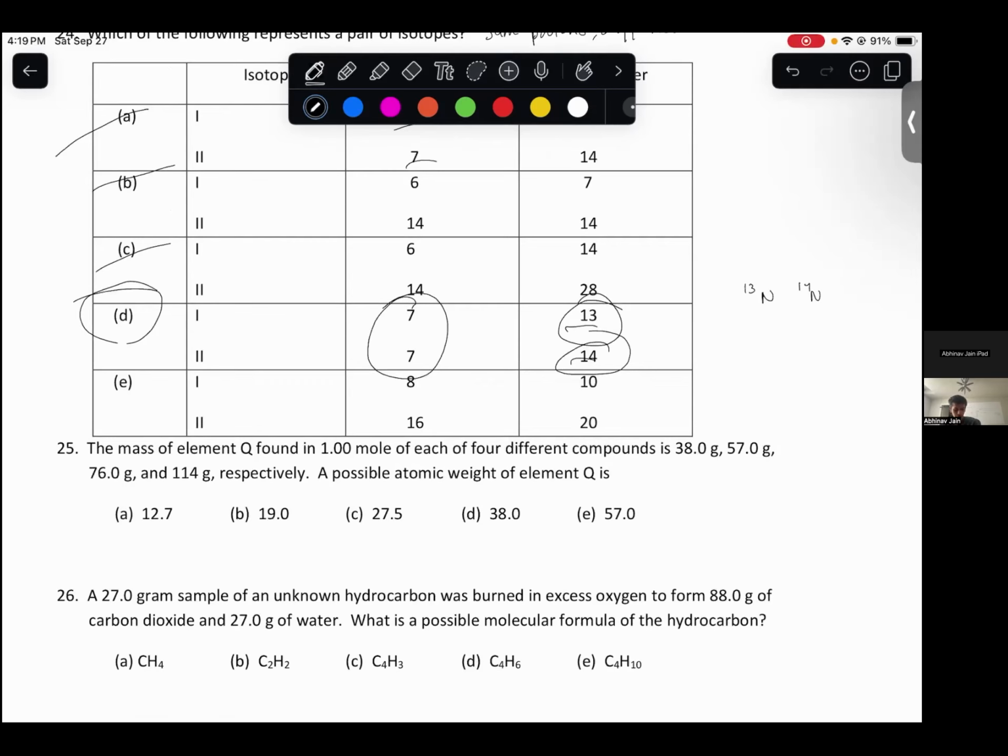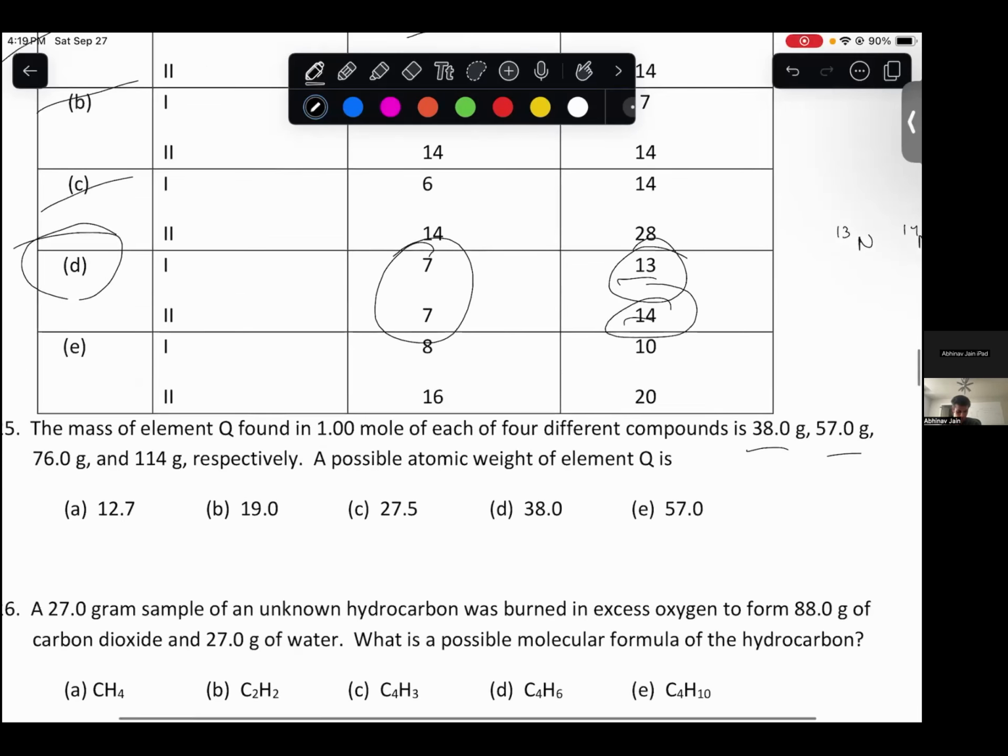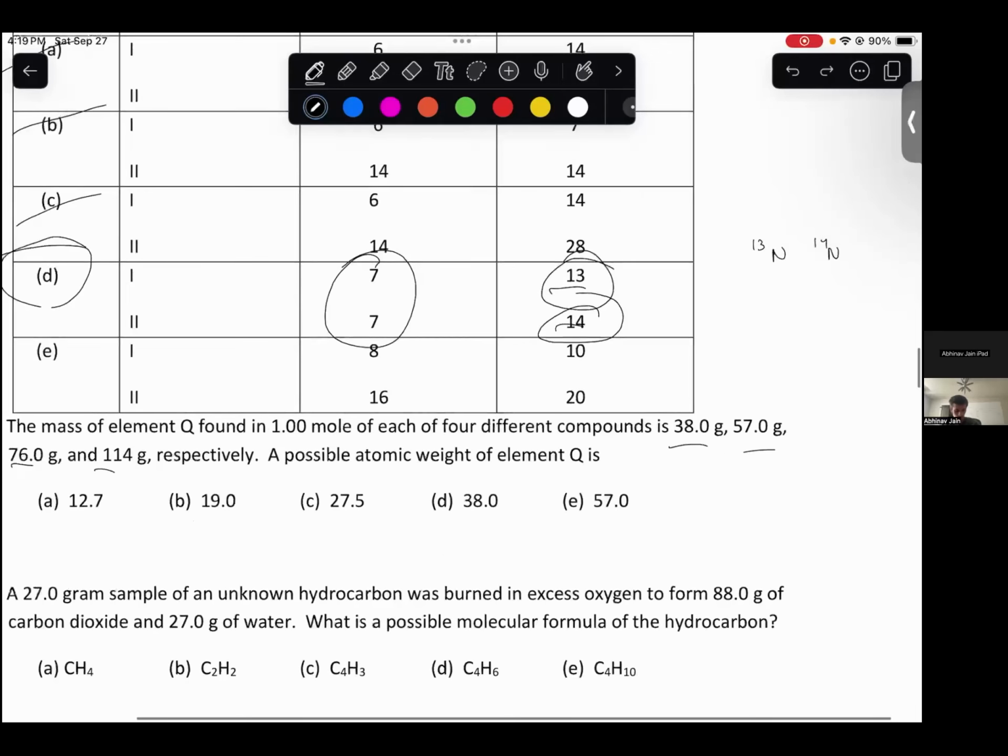If you look at the periodic table, there's no atomic element with the weights 12.7 or 57, or really 38 or really 27.5 for that matter. The only one is fluorine, which is 19. But to really solve this, notice that all these masses are multiples of 19. So 38, that's obviously 2 times 19. 57, that's obviously 3 times 19. 114, and then 76, obviously all multiples of 19.